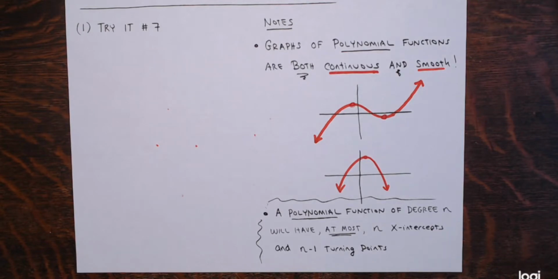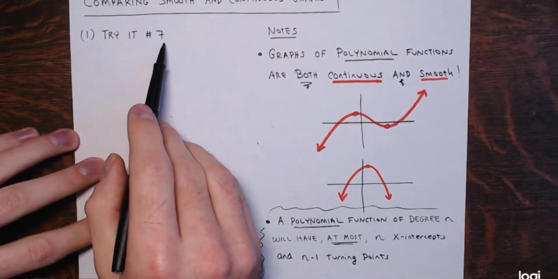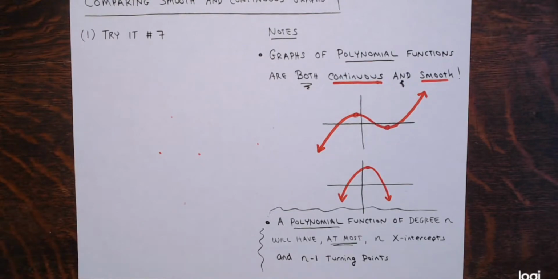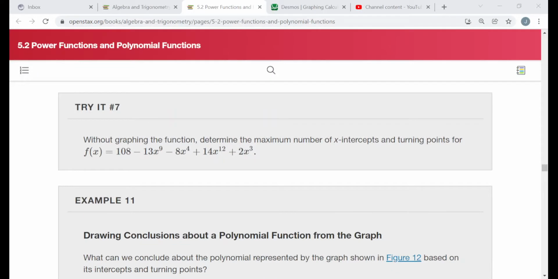Alright, so the first example I want to do is try it problem number 7 from the text. So let's look at that. So there's example 10. Here's try it problem number 7. And they ask us to, without graphing the function, determine the maximum number of x-intercepts and turning points this function could have. All right, and then I'll actually show you the graph. I'll go to that Desmos website, that free online graphing calculator, and then we'll take a look. But let me write this out.